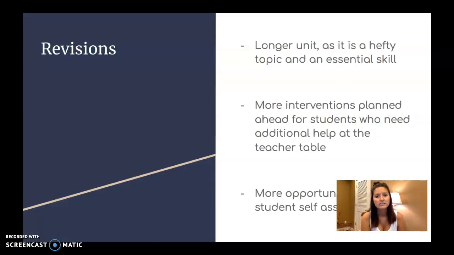Finally, my revisions. I think definitely I need to make this unit longer. I had it only about 4 days, and I think it could be honestly a 2-week unit, depending on where students are at with money.